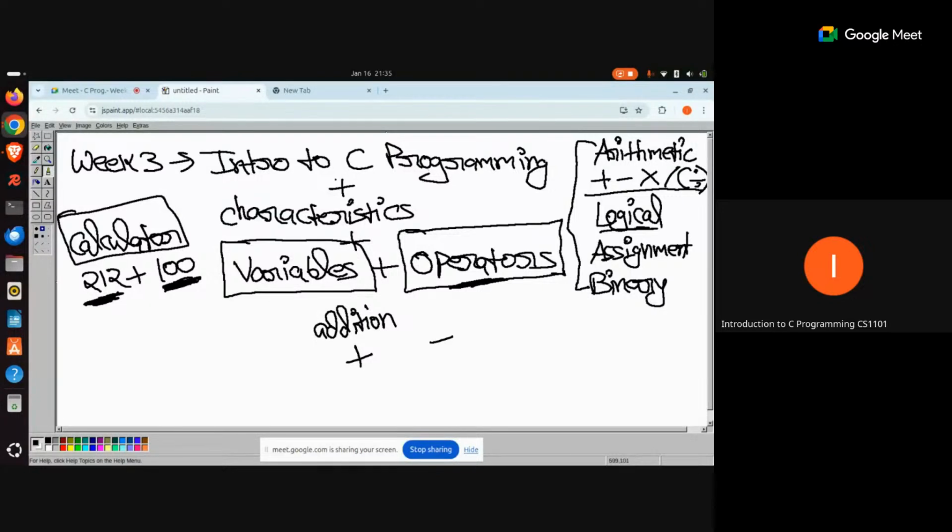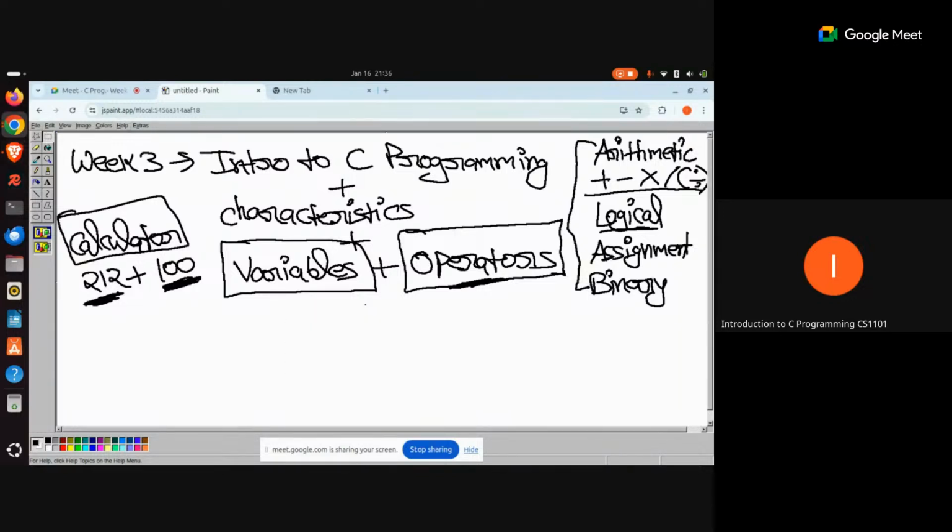All right. So these are going to be some wide categories of operators, and all of these things will be introduced as part of week 3. So week 3 is going to be an introduction for you to the C programming world. You will get to know some of the characteristics of the programming language, and you will get to learn the building blocks of C programming, which will be variables and operators.